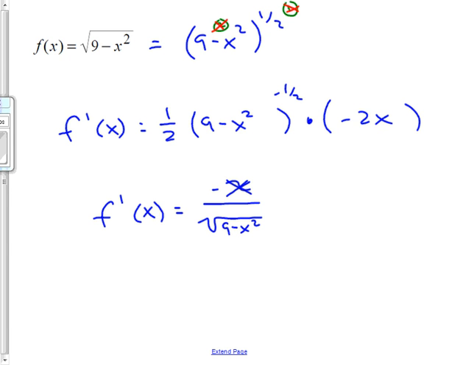So this is a much quicker method, but I don't want you to start doing this until you get really comfortable with the chain rule, because with the chain rule, there's a set process, and this is a little bit more flying by the seat of your pants.